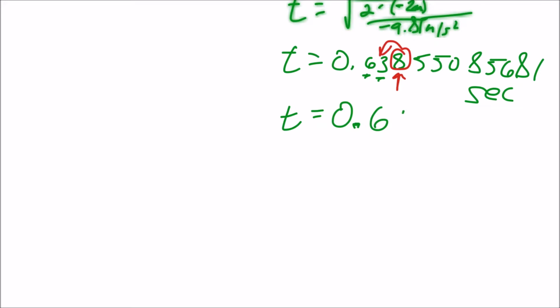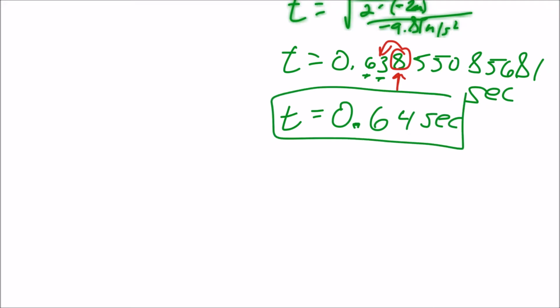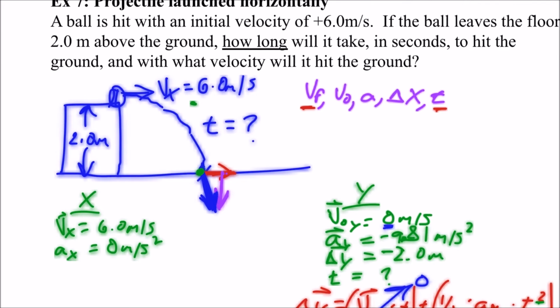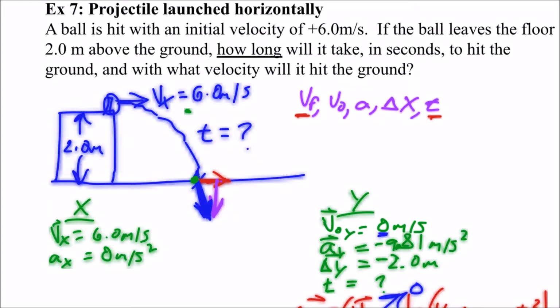It does, so 0.64 seconds. Okay, that's the first part of the question answered. The next part of the question asked us at what velocity will it hit the ground, and remember they're asking me for this overall final velocity here. So that means I need to know Vx, which I already do, and I need to know V final y. I don't know that yet, so I need to figure that out.